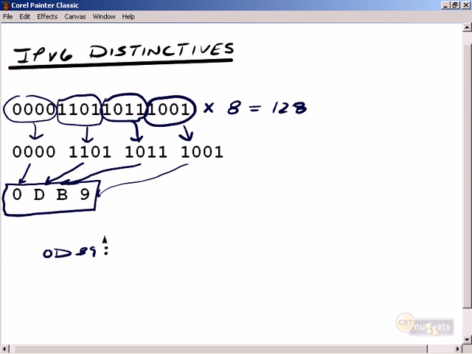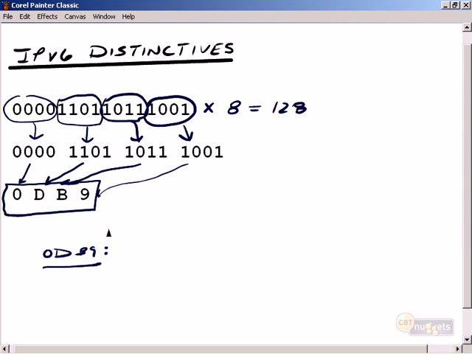What we find is a lot of these addresses end up having segments that are all zeros, where all 4 hex numbers, all 16 bits, are zeros. So let's say we had one of those situations. If that's the case, we have a feature called zero suppression. Remember, all 8 segments consist of 16 bits, so we can remove leading zeros from each section.